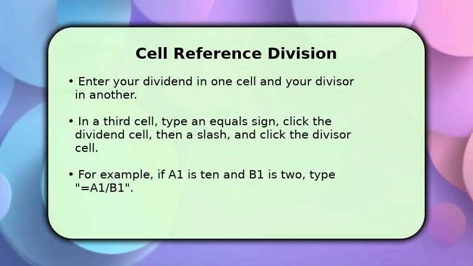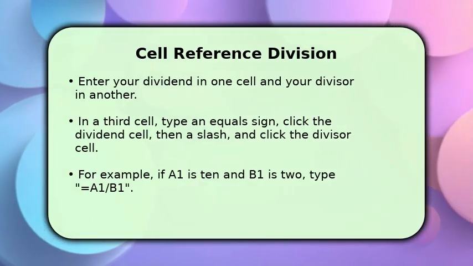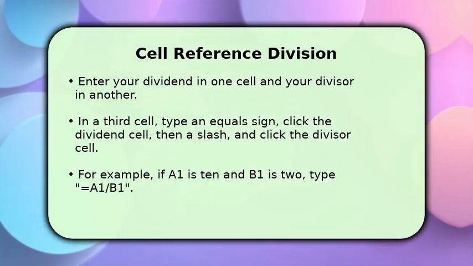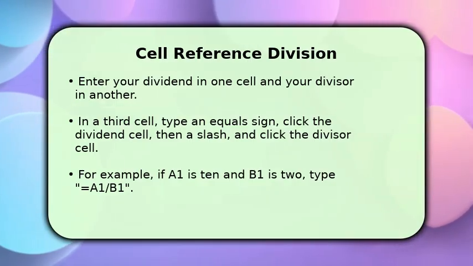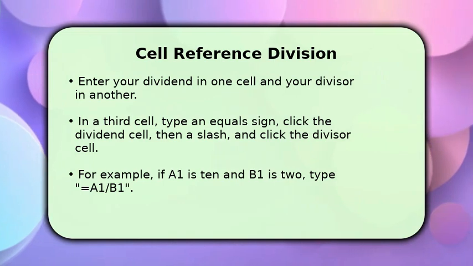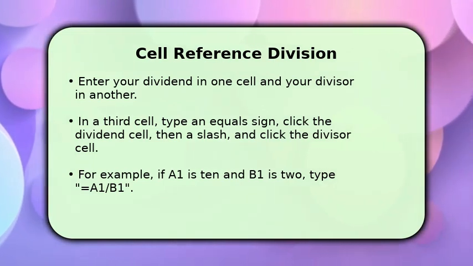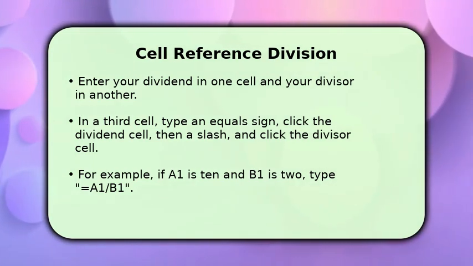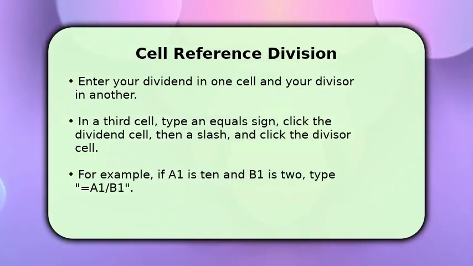Now, let's use cell references, which is more common for larger datasets. Place your dividend in cell A1 and your divisor in cell B1. In a new cell, type an equals sign. Click A1, then type the / and click B1. Press enter, and Excel will calculate the division, giving you 5. This method is dynamic and updates automatically.